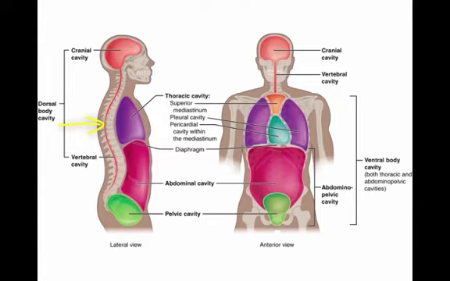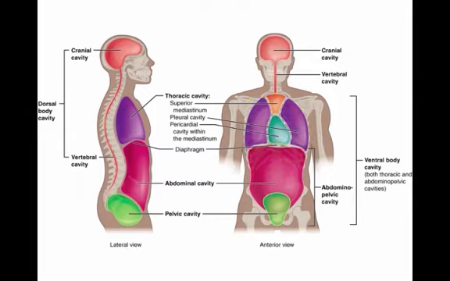spinal cord. The ventral body cavity is located on the anterior side of the body and is divided into the thoracic cavity and the abdominopelvic cavity by a muscle called the diaphragm. The thoracic cavity is surrounded laterally and superiorly by the chest wall and is surrounded inferiorly by the diaphragm.